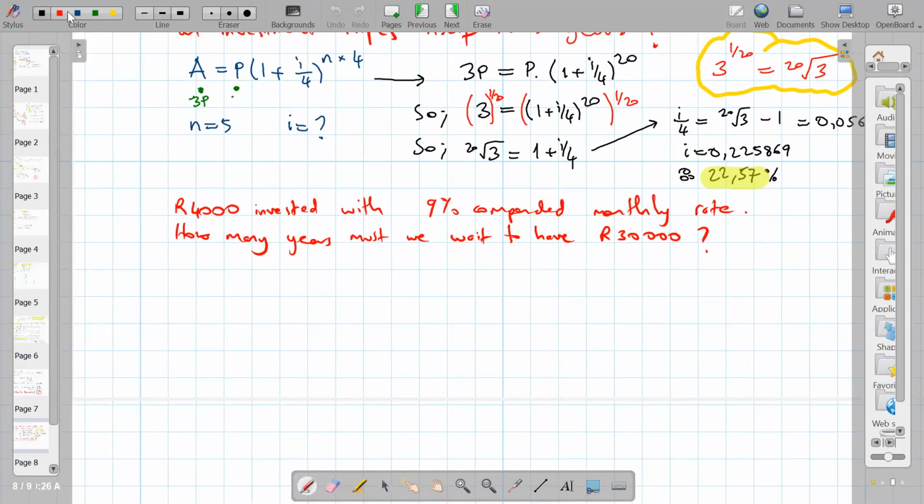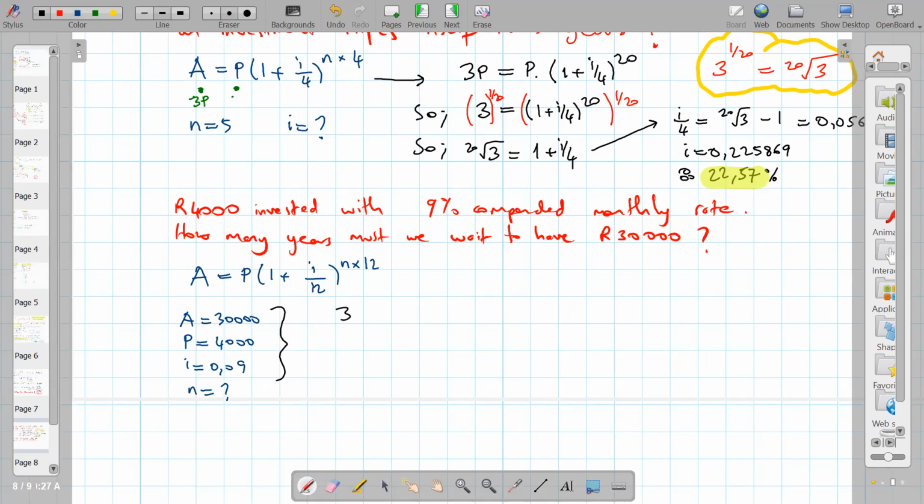First, what do we do then? Write the compound interest formula. It is going to be A equals P times 1 plus interest rate over 12, all to the power of 12 times n. And what do we know? Finally, the amount will be 30,000 rand. The previous amount is 4,000 rand that you invested, and the interest rate is 0.09. And then n is the question: how many years? You can just plug these things in according to what you are given.